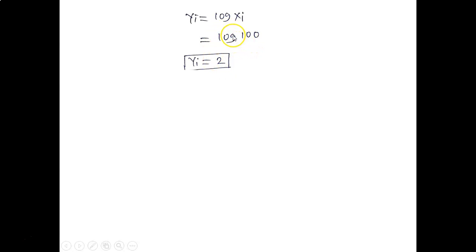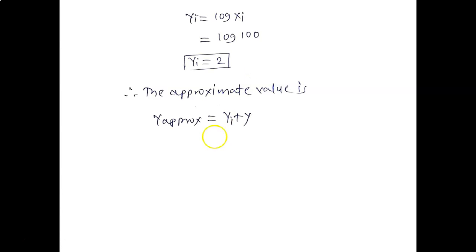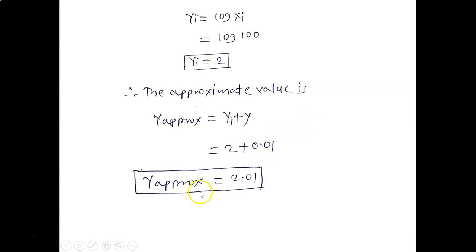Now, here we have to take log to the base 10. Therefore, log to the base 10 of 100 is equal to 2. Therefore, yi is equal to 2. Therefore, the approximate value y approximate is equal to yi plus small y, which is equal to 2 plus 0.01, which is 2.01. Therefore, this is our approximate value of y for the function y is equal to log x.